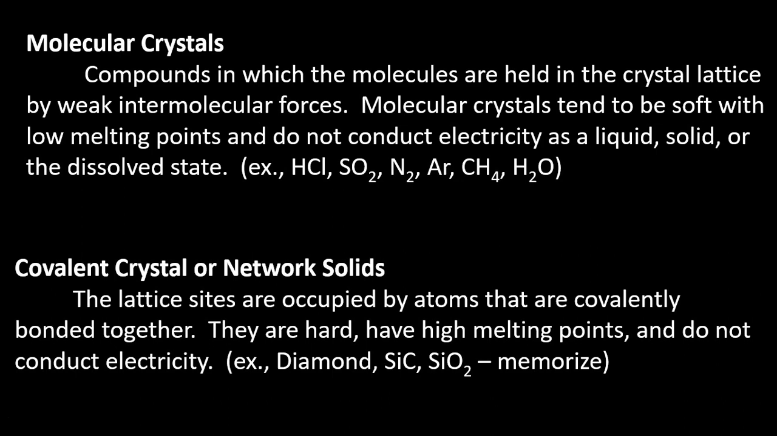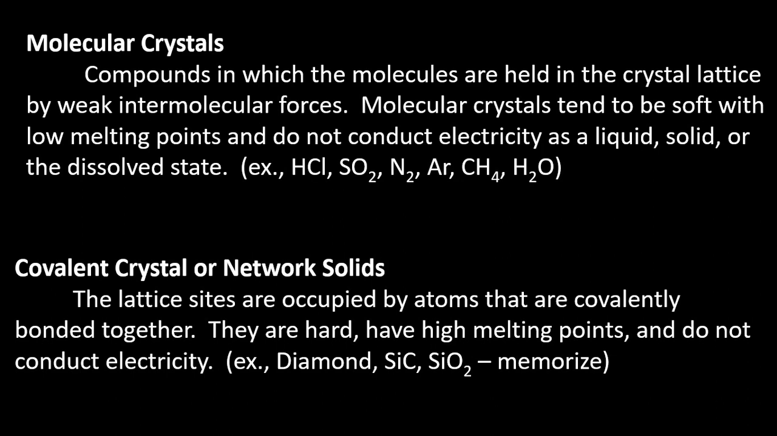Examples of this are diamond, silicon carbide, silicon dioxide. Those three are the main ones that will form these network solids. Essentially, diamond is pure carbon. It's the hardest form of carbon. Carbon will also form other configurations which are also network solids, not as hard as diamond, but still network solids in different forms.